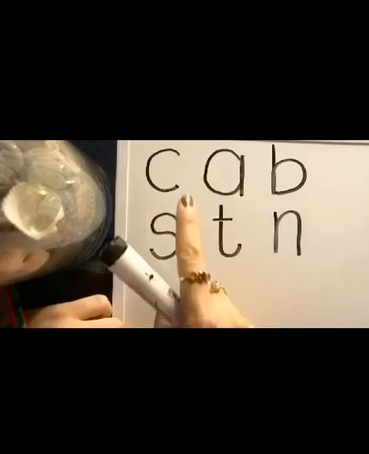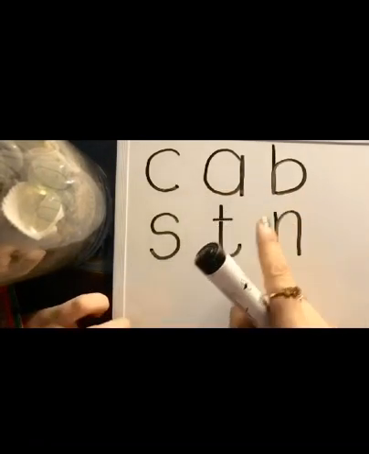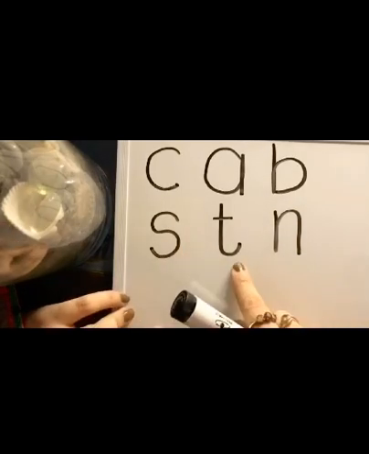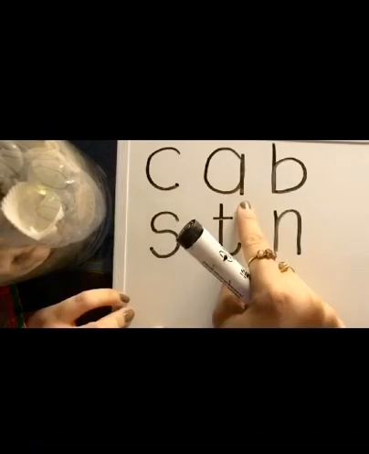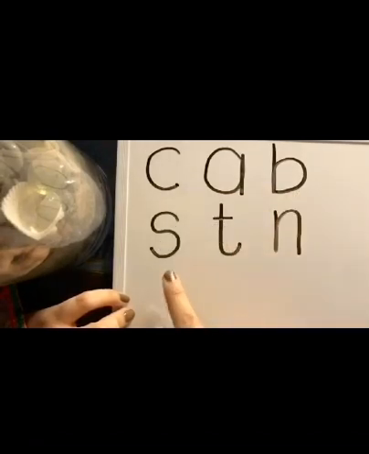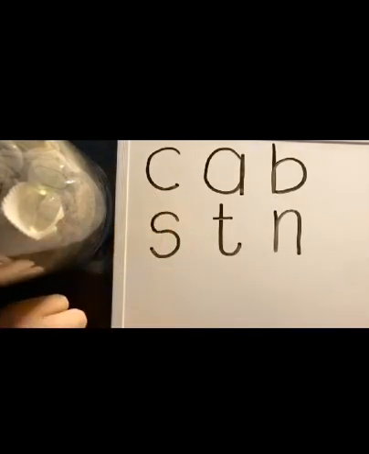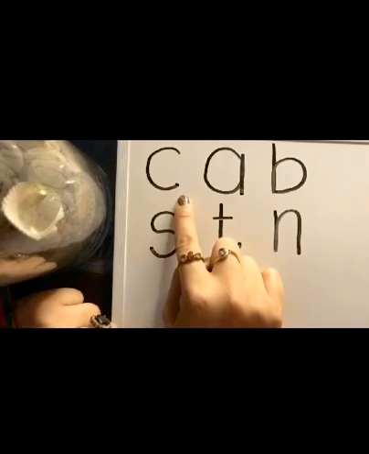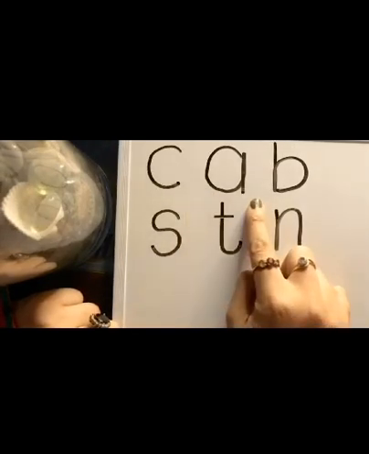So let's do again. K, A, B, S, T, N. Let's read again with me. K, A, B, S, T, N. Can we do one more time? Let's do K, K, K, A, B.